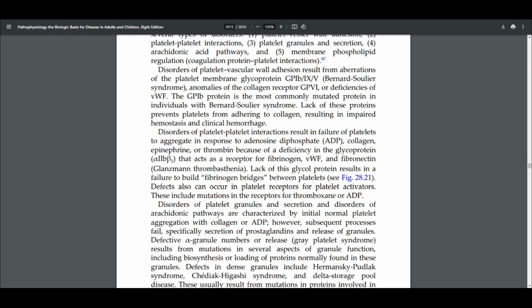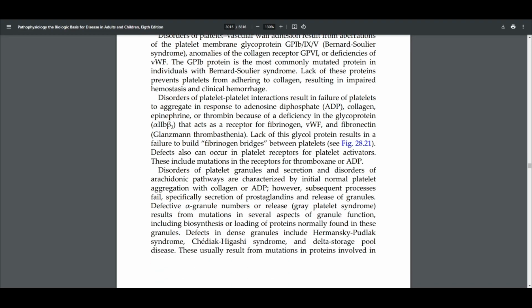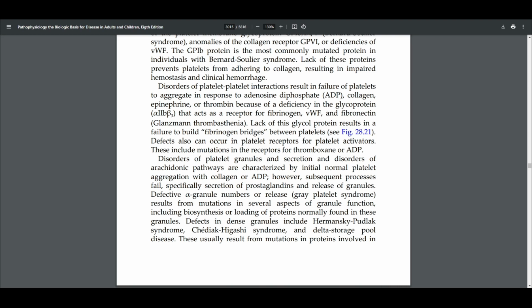Disorders in the platelet-platelet interaction result in failure of platelets to aggregate in response to adenosine diphosphate, collagen, epinephrine, or thrombin because of a deficiency in the glycoprotein that acts as a receptor for fibrinogen, von Willebrand factor, and fibronectin. Lack of this glycoprotein results in a failure to build fibrinogen bridges between platelets. Defects also can occur in platelet receptors for platelet activators. These include mutations in the receptors for thromboxane or ADP.